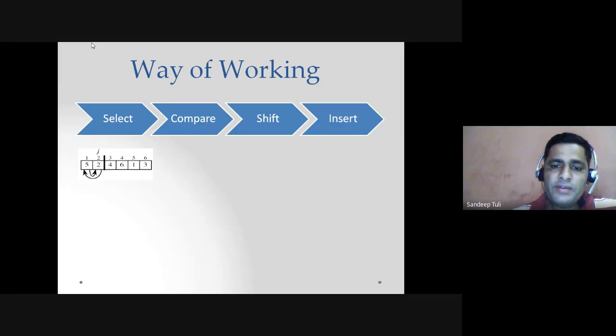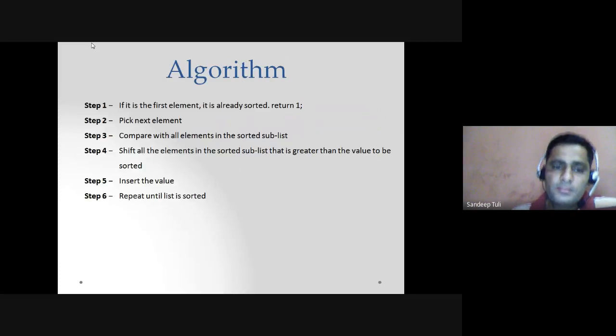Select, compare, shift, and insert. Second step, we are picking up the element, then we are comparing, then we are shifting, and then we are inserting. Is it okay?